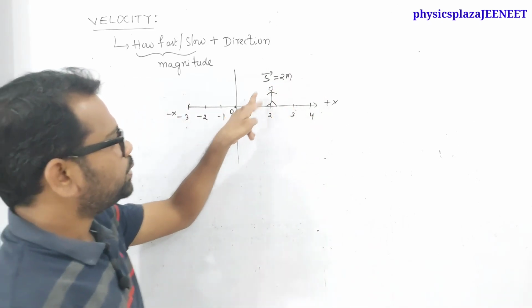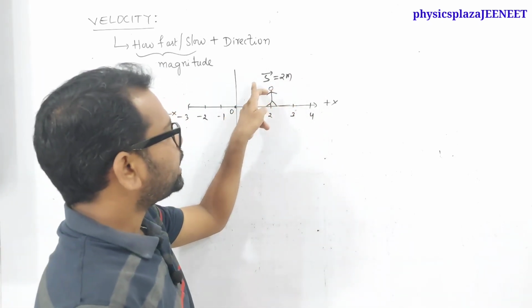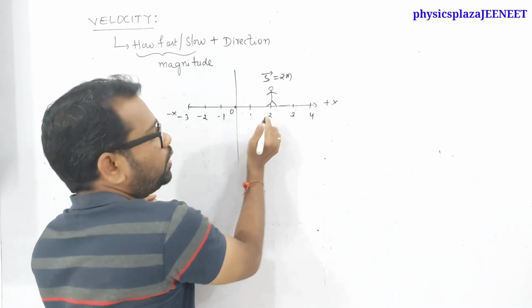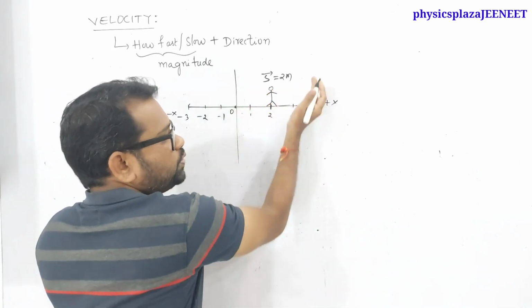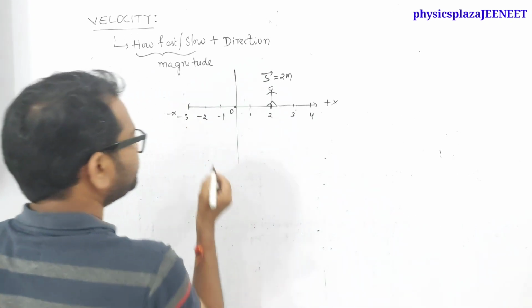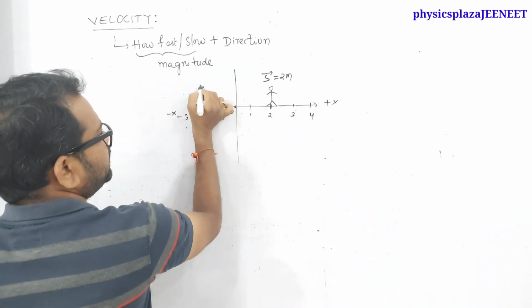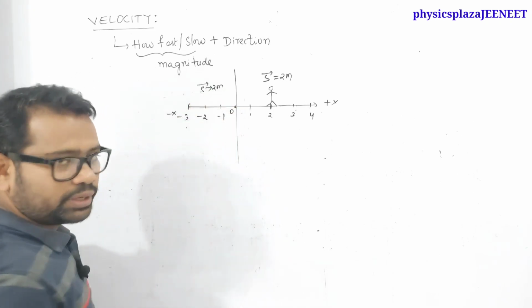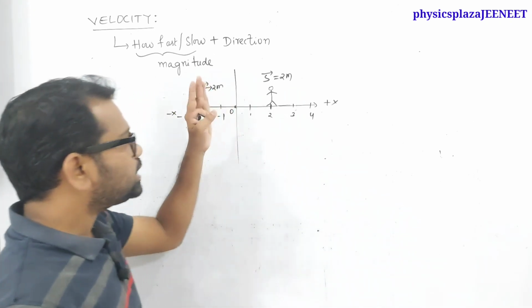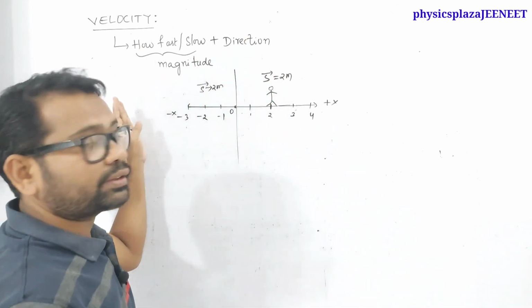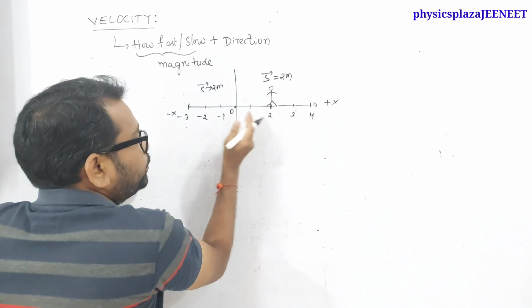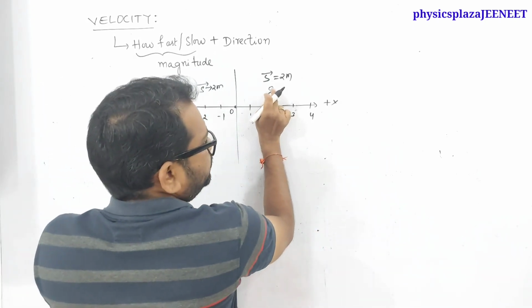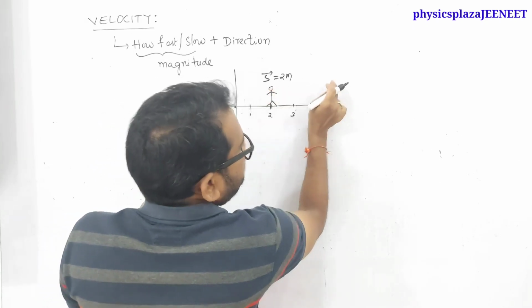Just with this information, I can say that the person is standing at 2 meters from the origin on the positive x-axis side. Or if somebody says displacement is -2 meters, then we can say that the person is standing on the negative x-axis at a distance of 2 meters from the origin. But can you say whether this person can move right side or left side?